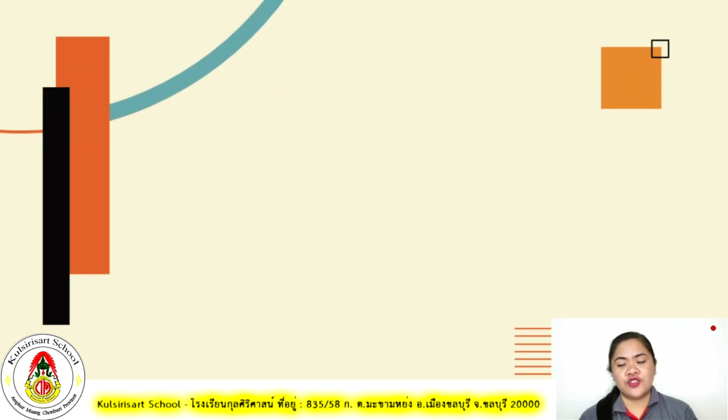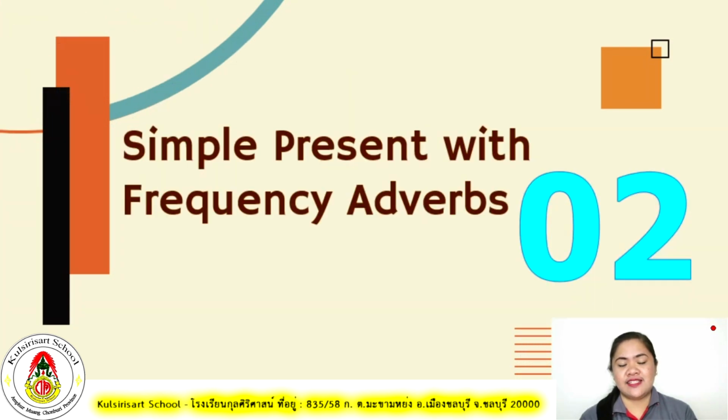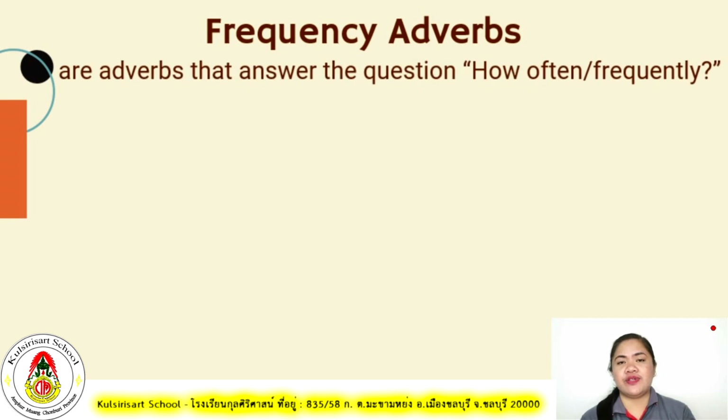Now, let's proceed to our second topic for today. That is simple present with frequency adverbs. A while ago, I already told you what is simple present. Now, this time, we will define what is frequency adverbs. Frequency adverbs are adverbs that answer the question how often or how frequently. When we talk about how often, that means how many times the subject is doing the action. Again, it answers what question? Very good. How often or how frequently.